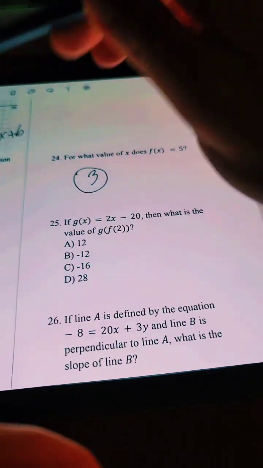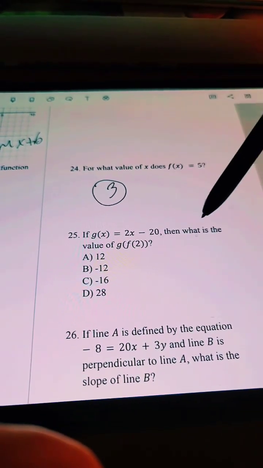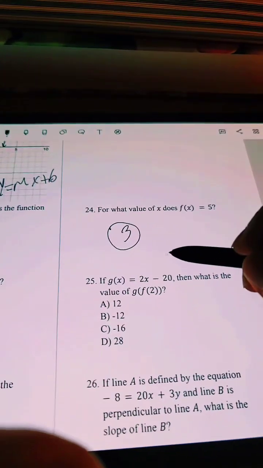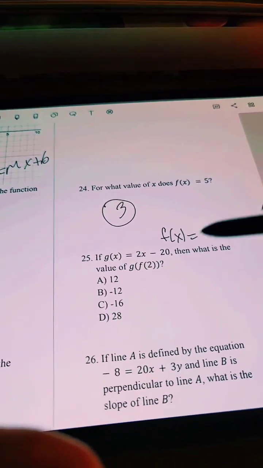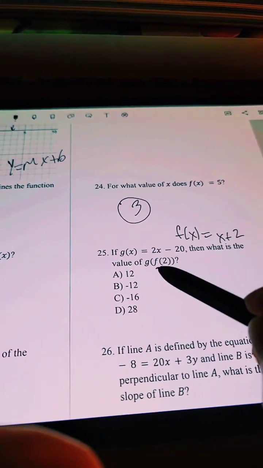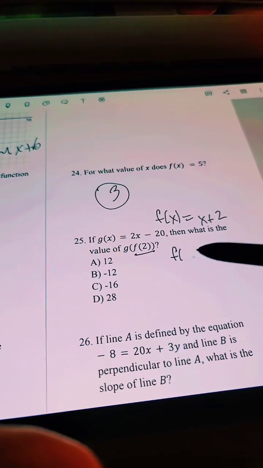And then we have number 25. If g of x is equal to all of this, then what is the value of g of f of 2? So remember, we know from the previous problem, or one of the previous problems, that the equation for f of x is equal to x plus 2. So you're going to start by figuring out what is f of 2. So everywhere that there's an x, I'm going to replace that with a 2.